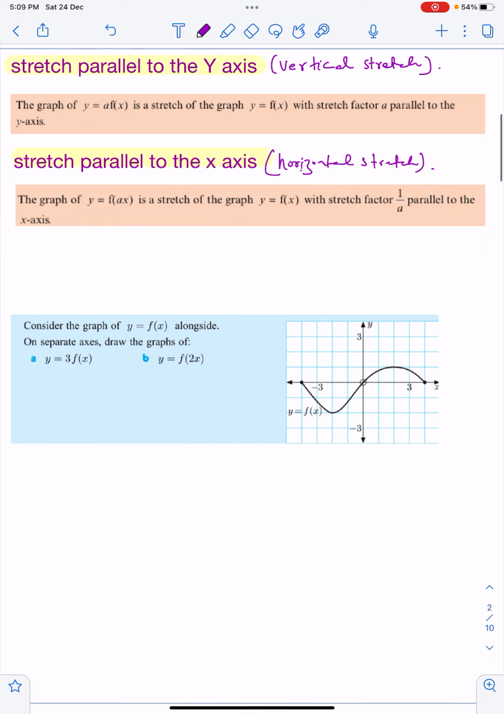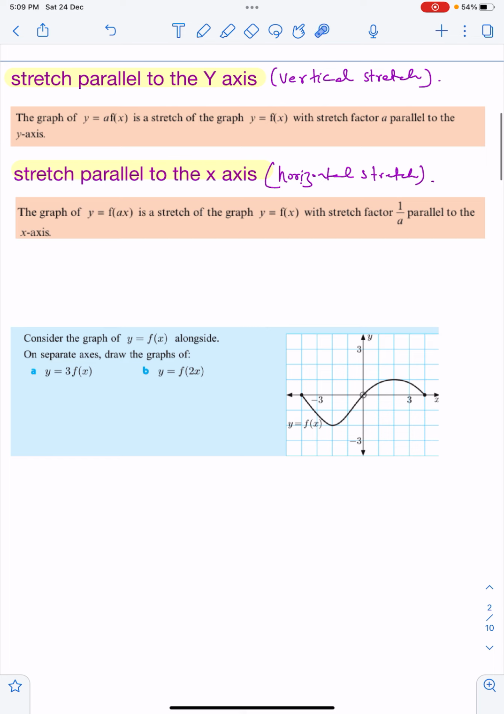Okay, starting with the first question. Consider the graph of y equals f of x alongside. On separate axes, draw the graph of y equals 3 times f of x. 3 times f of x means it's a vertical stretch of stretch factor 3.